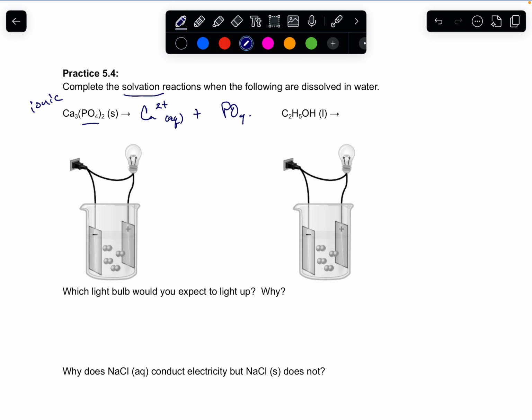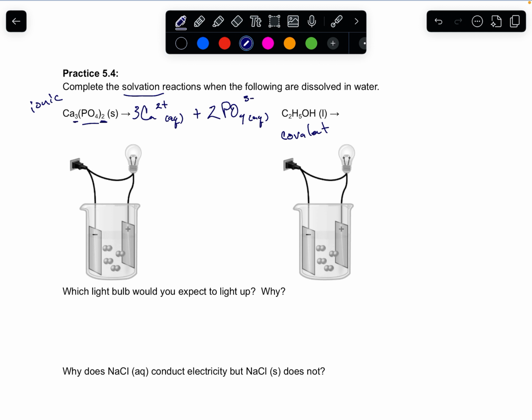Let me put the aq in there. And then phosphate is going to stay PO4, with the aq. Phosphate, you can look it up on the back of the periodic table, has a -3 charge. I've got 3 calciums and 2 phosphates.